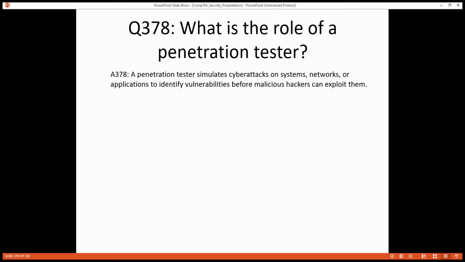Q378. What is the role of a penetration tester? A378. A penetration tester simulates cyber attacks on systems, networks, or applications to identify vulnerabilities before malicious hackers can exploit them.